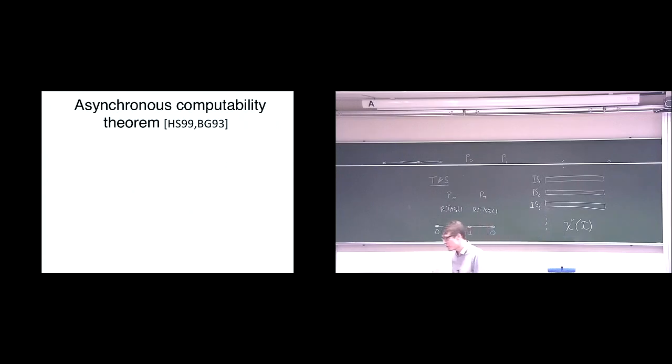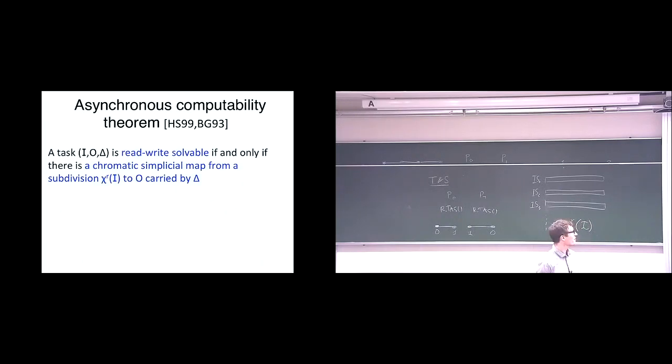But now we know that read-write has a very nice combinatorial representation, which actually can be seen as an iterated standard chromatic subdivision. We can say a task is read-write solvable if and only if there exists a chromatic simplicial map from a subdivision of certain degree, Chi, this standard chromatic subdivision we discussed, of some degree R, of the input complex of the task to the output complex of the task carried by delta.